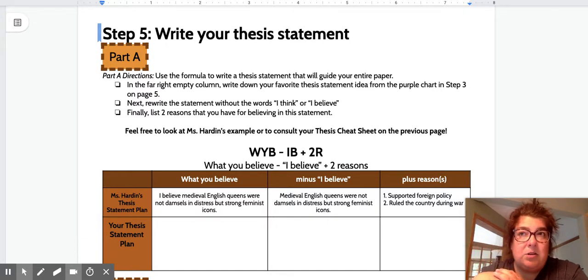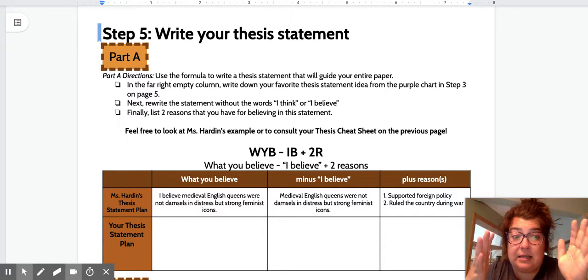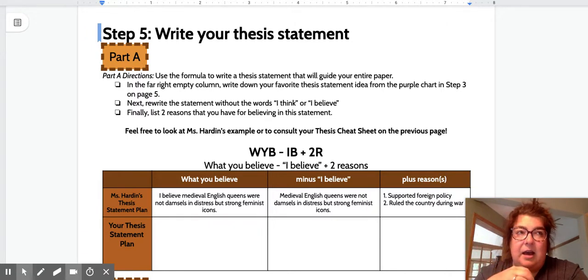Now, I want to make sure that those reasons are not super long. I don't need to tell my whole paper right away in one sentence. Just give them a little bit of information. Try your best to make it not so wordy. Do your best. But at this point, if you just need to write it down the best you can, you can always come back and make it sound better later, okay?